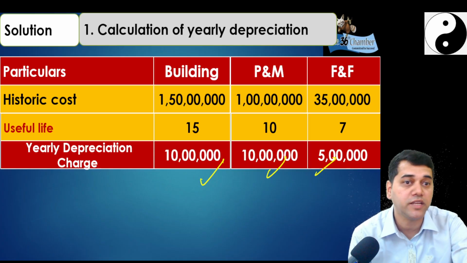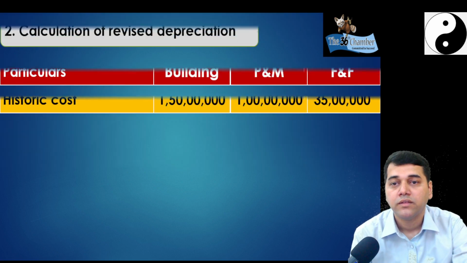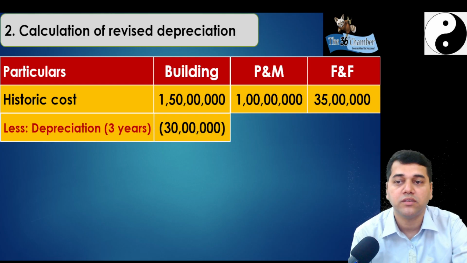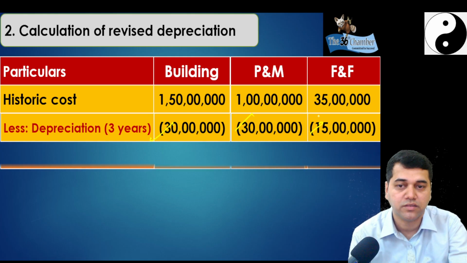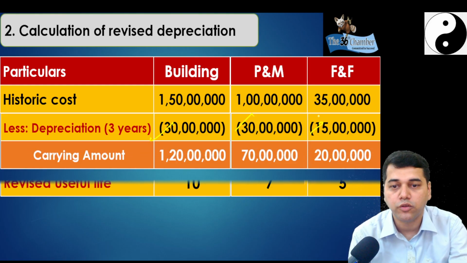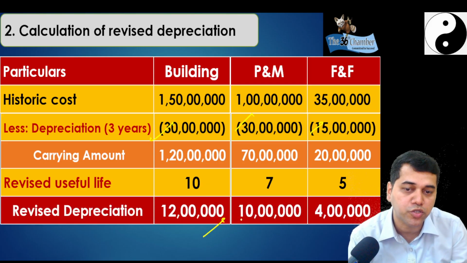Okay, this question and the next question you have to mark important, probable question for the exam. Then what is the revised depreciation? Now you already charged depreciation based on the original 3 years. This becomes the book value. The revision becomes 10, 5, 7. So revised depreciation becomes 12, 10, 4.